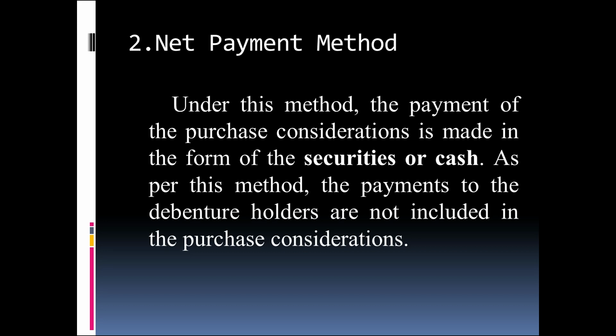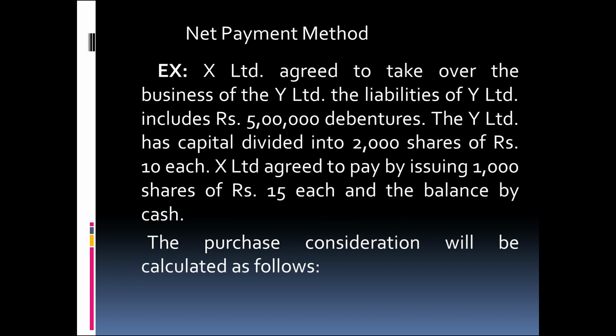Next, net payment method. Under this method, the payment of purchase consideration is made in the form of securities or cash. As per this method, the payments to the debenture holders are not included in the purchase consideration. Example, X Limited agreed to take over the business of Y Limited. The liabilities of Y Limited include rupees 5 lakh debentures. Y Limited has capital divided into 2000 shares of rupees 10 each. X Limited agreed to pay by issuing 1000 shares of rupees 15 each and the balance by cash. In this case, X Limited is called the purchasing company, and Y Limited the selling company.